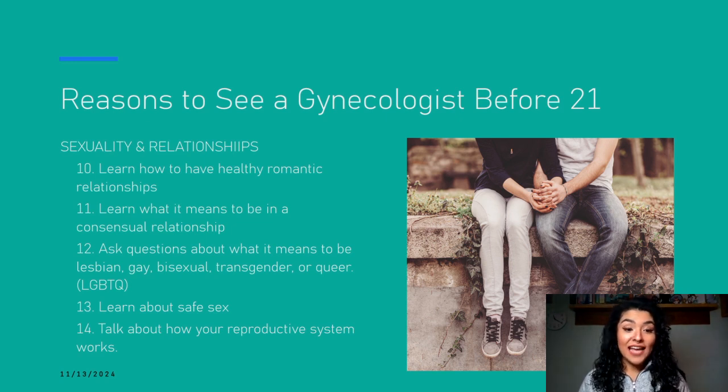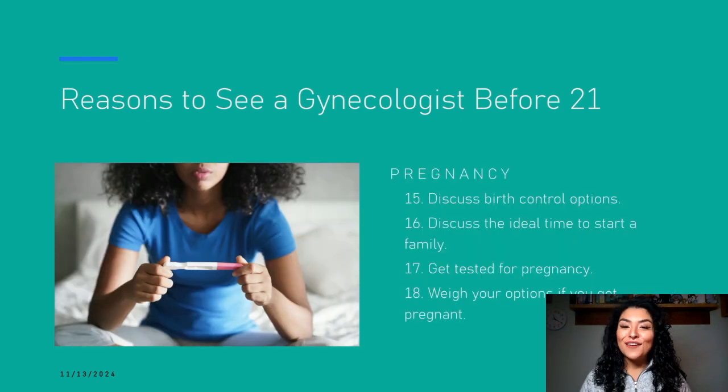13. Learn about safe sex. 14. Talk about how your reproductive system works. 15. Discuss birth control options. 16. Discuss the ideal time to start a family. 17. Get tested for pregnancy. 18. Weigh your options if you do get pregnant.